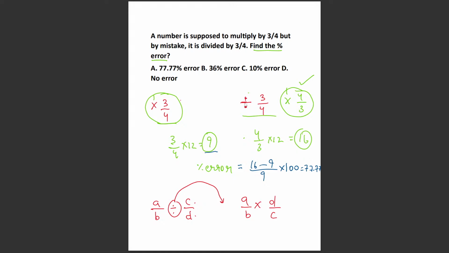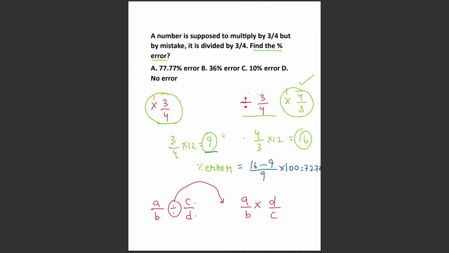Now here, it is by mistake divided by 3 by 4, so we converted it into the multiplication form. So 3 by 4 will become 4 by 3. Now this is the final number that we multiplied, and this is the number we initially have to multiply. Now we have to take the LCM of 4 and 3. So the LCM of 4 and 3 is 12. Therefore we multiply the common number 12 over here. We have taken 12 over here, 12 over here, and now overall we are getting 9 and 16.